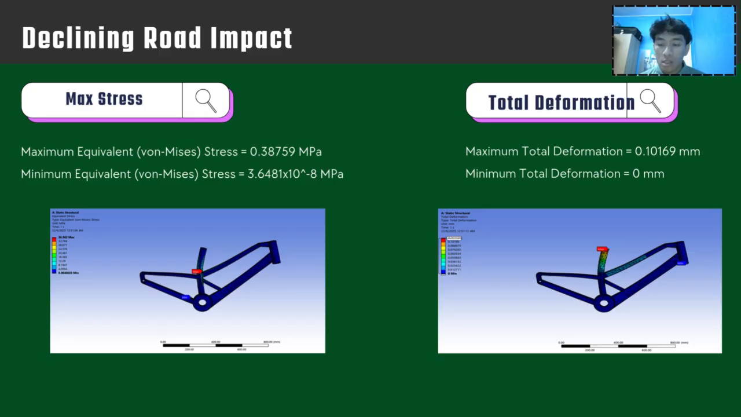As you can see, the stress is only on the seater part, which is angled. For the declining road impact, it is only the tip of the seat, while the following of the red color is yellow and turquoise, which means the stress is less and lesser.